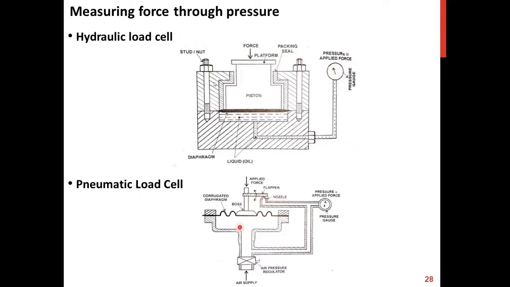In the pneumatic load cell, we have an air supply, a diaphragm, and a flapper, which is connected with the nozzle and a dial gauge as indicator. Whenever force is applied, there is a closing of the nozzle, and as a result, it generates some pressure in this pipe, which is indicated by the dial.